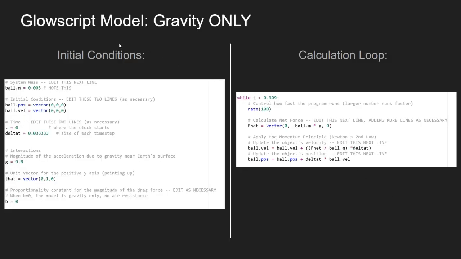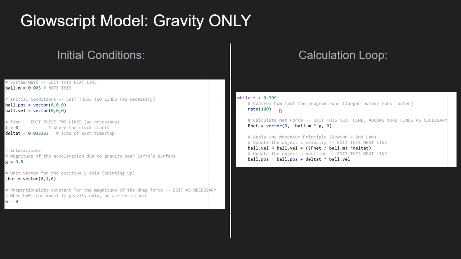So as for the coding part, for my gravity-only model, my initial conditions: I had the ball mass at 5 grams. I started the position at 0. Velocity was also 0 because it was in my hand. Delta t was 0.033333. And then gravity equals 9.8, and the proportionality constant doesn't matter for this model.